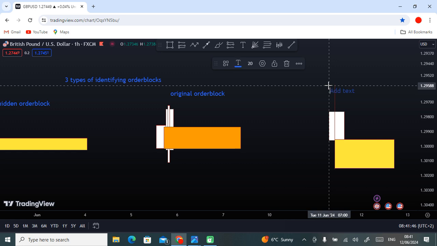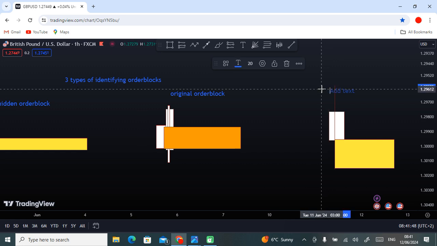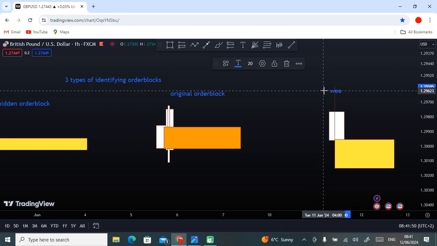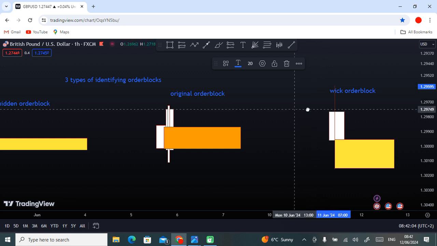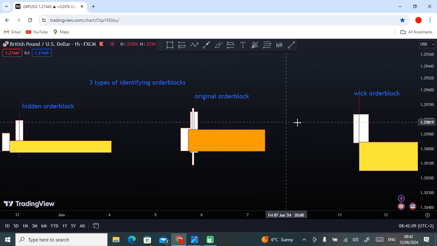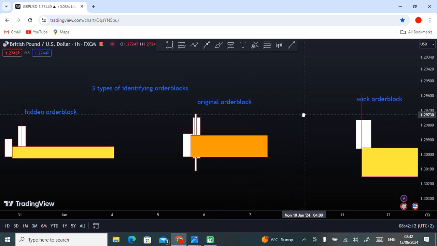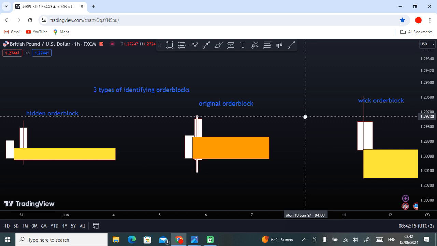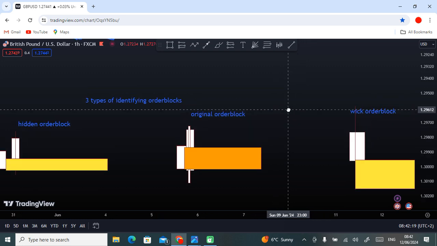So this one we'll call a weak order block. By the way, guys, this information is very rare. You wouldn't find it. All the mentors tell you only about the original order block, but the hidden order block and the weak order block, they don't tell you about, because this stuff, they're making money with it. So it's very rare to hear mentors telling you about all these types of order block that I'm talking about.